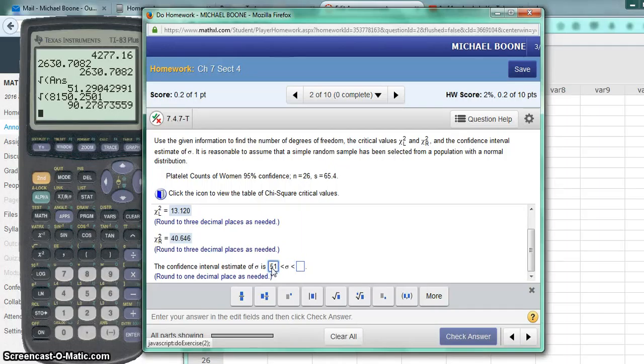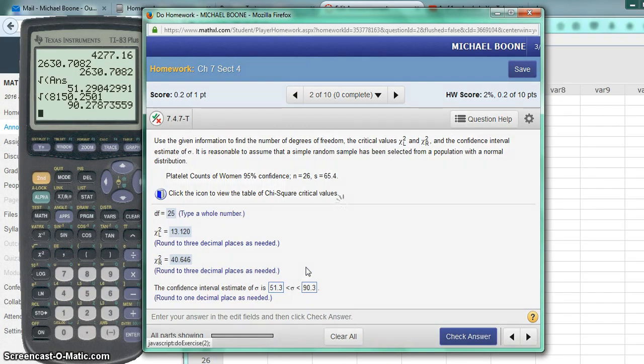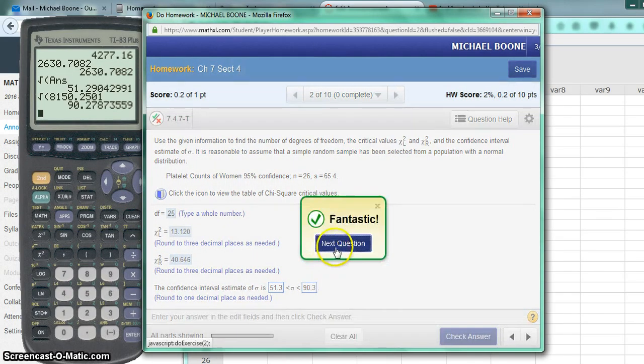So 51.3 and 90.3. What we're saying is that we are 95% confident that the true population standard deviation is in between 51.3 and 90.3. And again, we're not 100% confident, we are 95% confident.